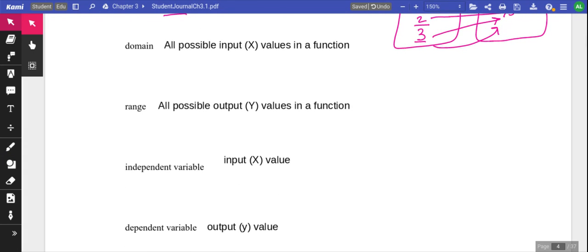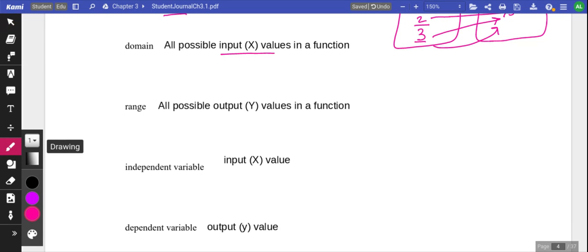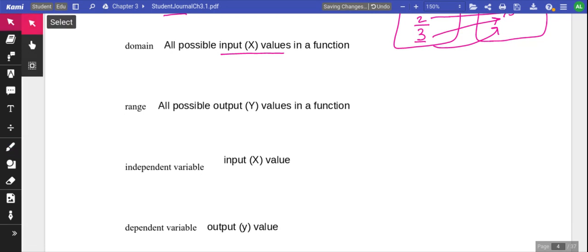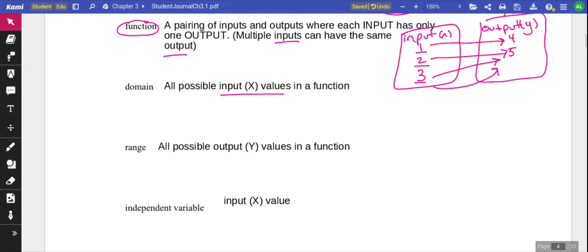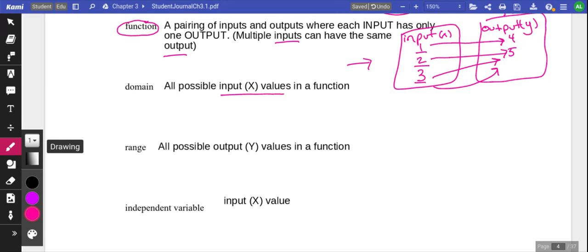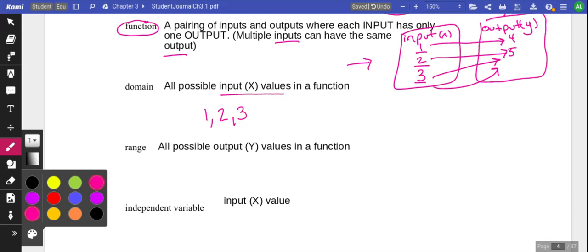Then domain and range. A domain is all possible input values in a function. If I was asking you about the domain for this function right here, I would say that's all my input values, so that's 1, 2, and 3. The range is all your possible output values. That's over here, so that's 4 and 5. I'll show you how to do that in a table with coordinates and in a graph too.